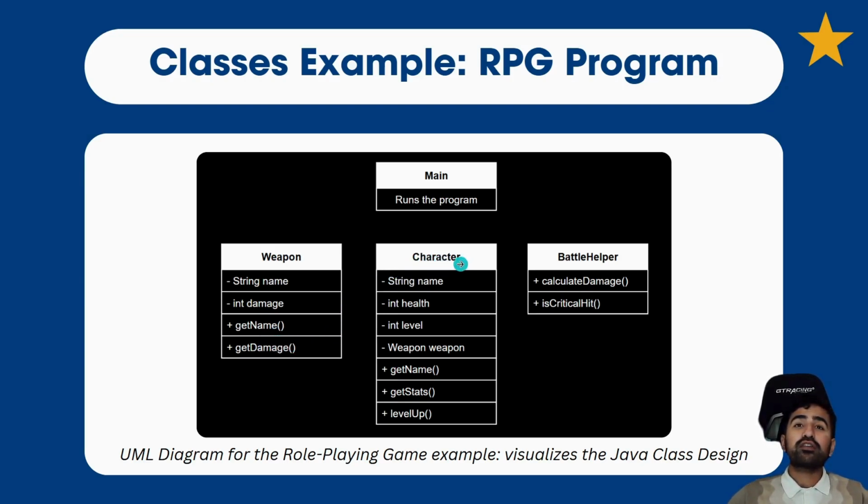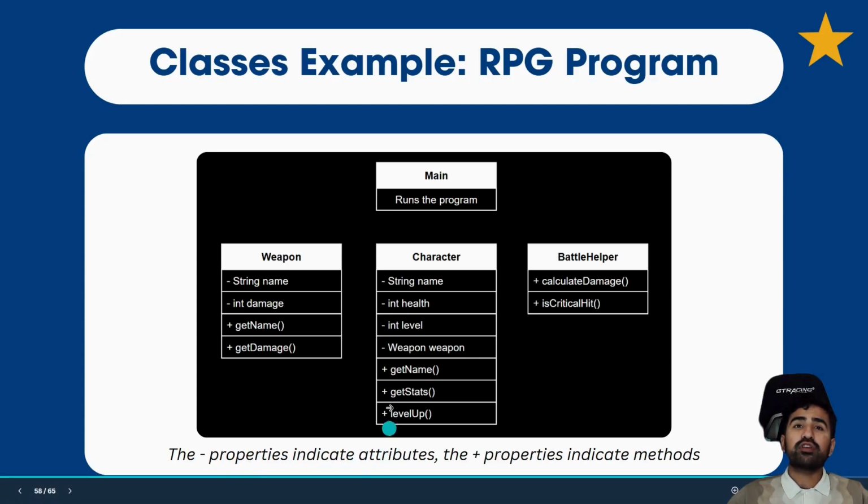Then we have our character class here. Here are the attributes. So all the minus properties indicate attributes, and then the plus ones indicate methods. So for character, we got to know the name of the character, their health, that's an integer, their level that they're at, that's also an integer, and then they can also hold on to a weapon, which is a custom class. So you can actually make a reference to this class inside the character class. We'll cover that way more in the next lesson.